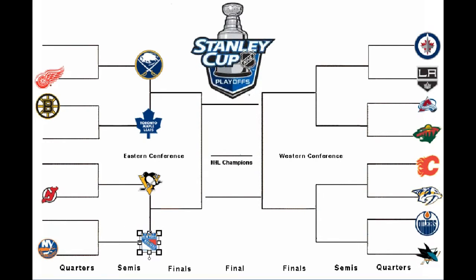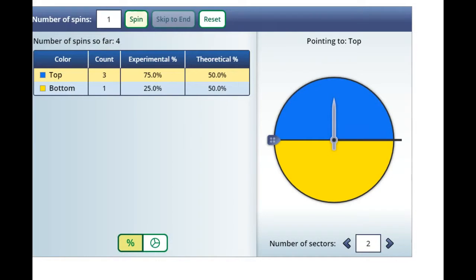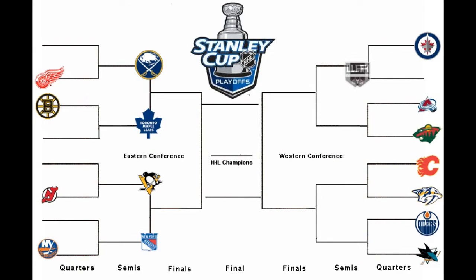So right now I'm gonna move on to the Western Conference. I don't know why it's on this side again, but that's just how the bracket was made on Google. So our first matchup in the West is the Winnipeg Jets versus the LA Kings. Looks like the LA Kings are moving on to the second round. There we go, LA.